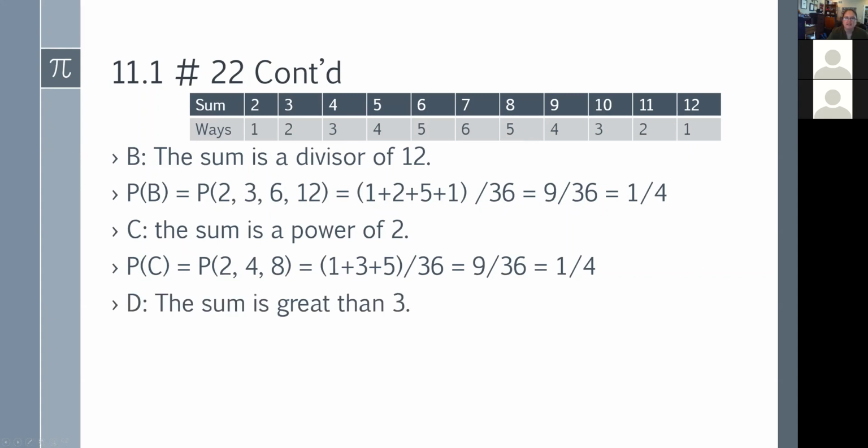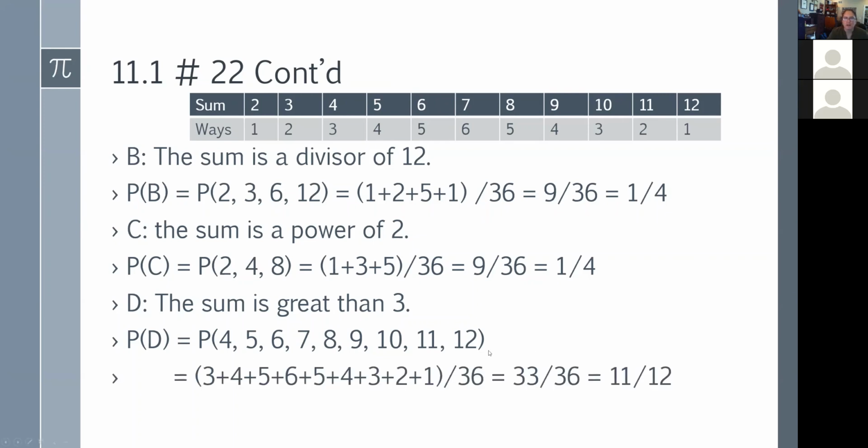Part D, the sum is greater than 3. Well, if the sum is greater than 3, then the sum must be 4, 5, 6, 7, 8, 9, 10, 11, or 12. And so I added up the ways to get those sums. That came out to be 33 different ways out of 36, which is 11 out of 12.